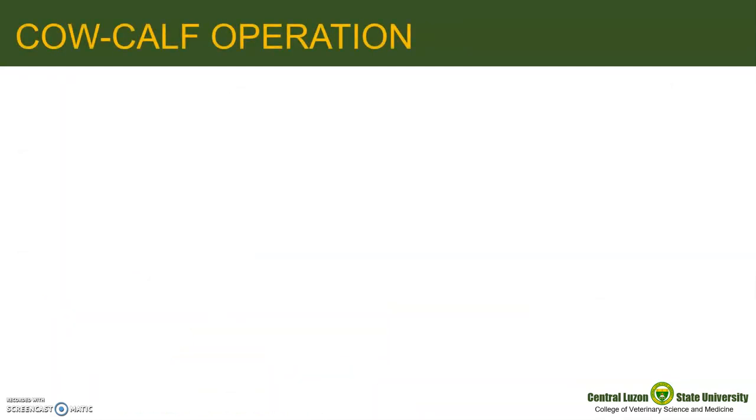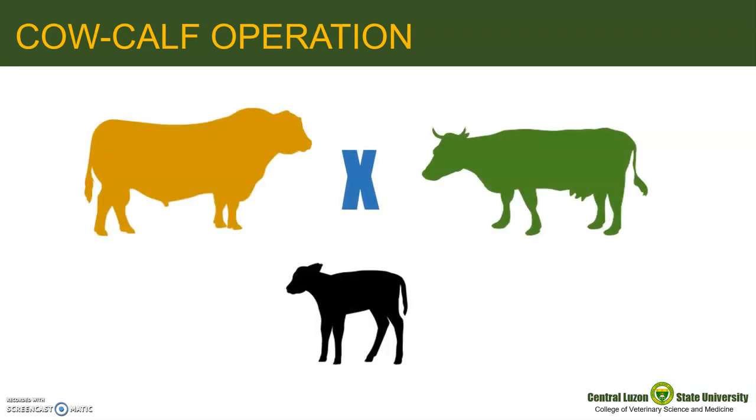In a cow-calf operation, bulls and cows are raised to produce calves. These calves are then raised until they are weaned from their dams. Normally, weaning happens at around 7 to 8 months of age depending on the condition of the calves. These weaned calves can be sold to another farmer who will either raise them for fattening or as a replacement stock.